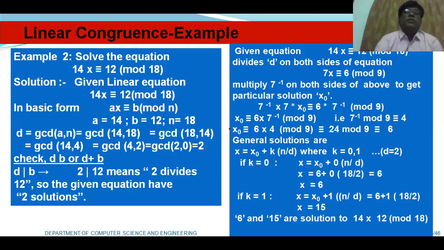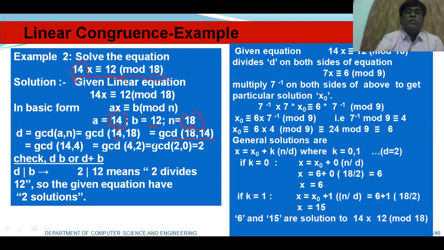Try another example. Now solve the equation 14x is congruent to 12 mod 18. So here a is 14, b is 12, and n is 18. Now GCD of a and n, GCD of 14 comma 18, is equal to the GCD reversed. Write the biggest value first, then the small one. So swap both values: GCD of 18 comma 14.